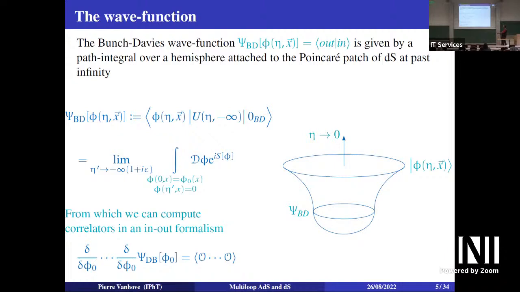correlation functions. And this is the in-out formalism. This is the standard formalism that you are used to when you compute scattering amplitudes in flat space. But that's not the most practical way to do the analysis I'm going to describe.